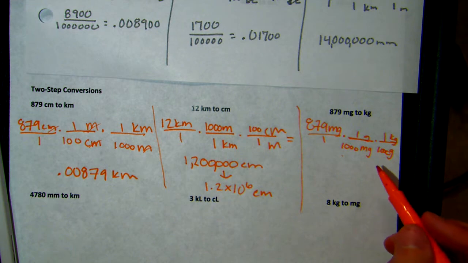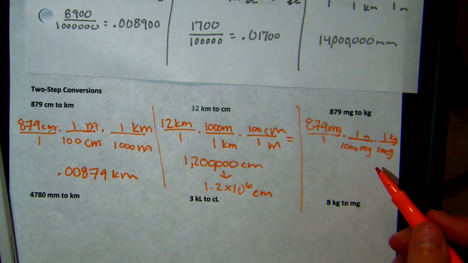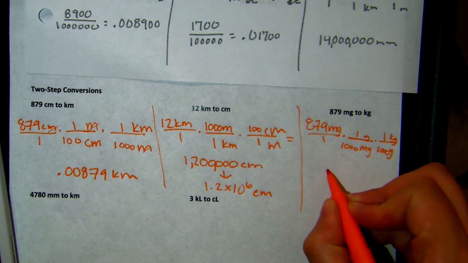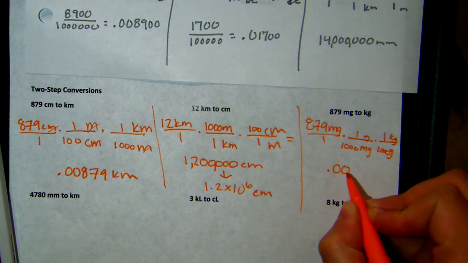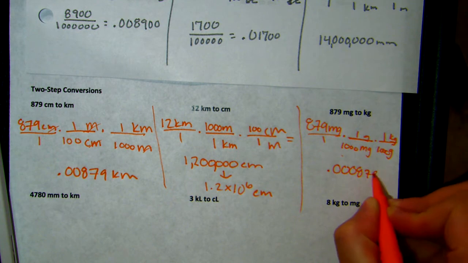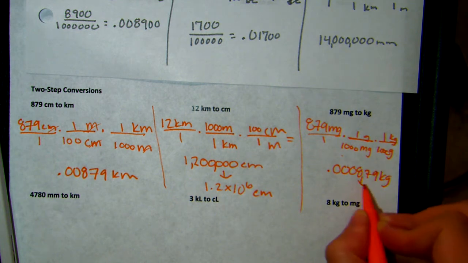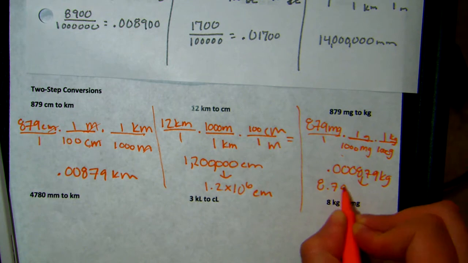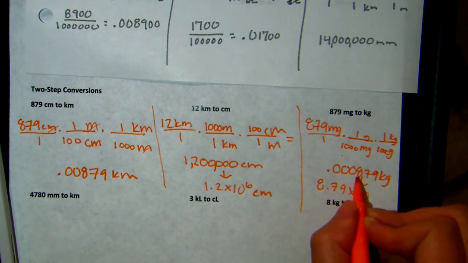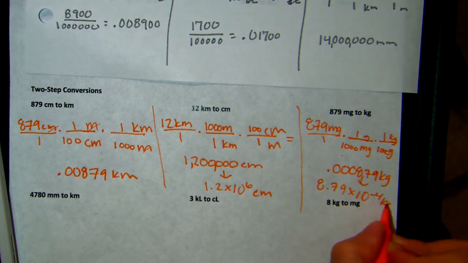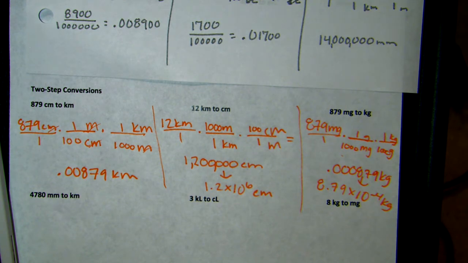And that gives me a very small number, 879 over, it looks like a million. So I'm going to convert that to a decimal, and I get 0.000879 kilograms. If I was going to write that in scientific notation, it would be 8.79 times 10 to the negative 4th kilograms, which also makes sense to me because milligrams are really small, and we only have 879 of them, so that's going to be even fewer kilograms.